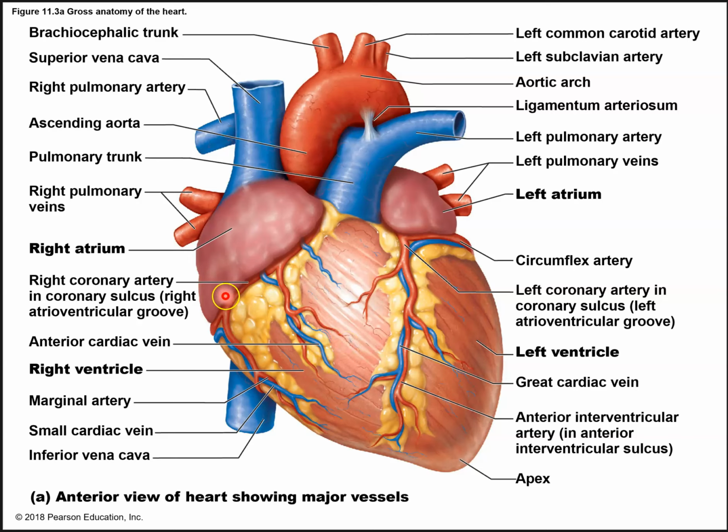On the right, you see the right coronary artery in the coronary sulcus. So the right coronary artery supplies blood to the right side of the heart, specifically the right atrium. And right along the margin of the heart, you see the right marginal artery. So this one over here is the marginal artery, which carries blood from the right coronary artery to the right edge of the heart.